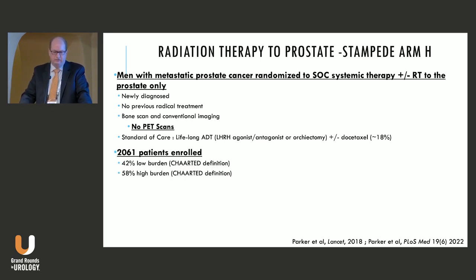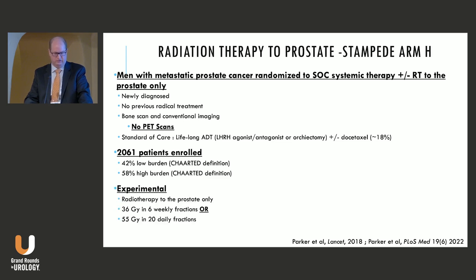There were over 2,000 patients enrolled to this arm. 42% of them low volume by the CHAARTED definition, 58% high volume. So by far, this is the largest of the phase 3 trials that's been performed or reported at this time, and is even quite a bit larger than what this SWOG trial will be if it eventually reaches conclusion.